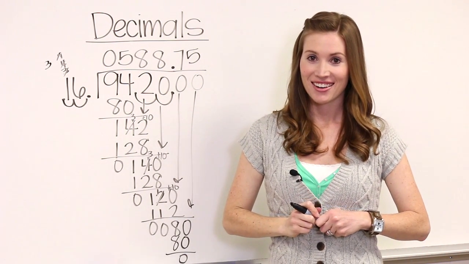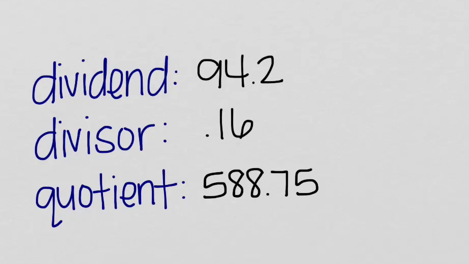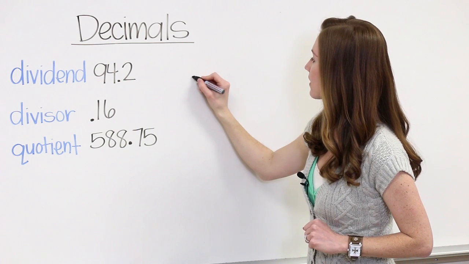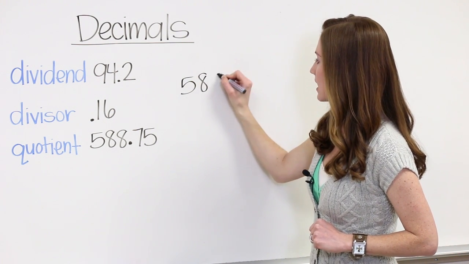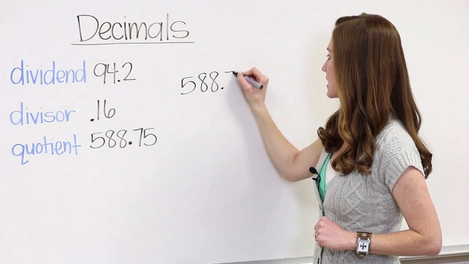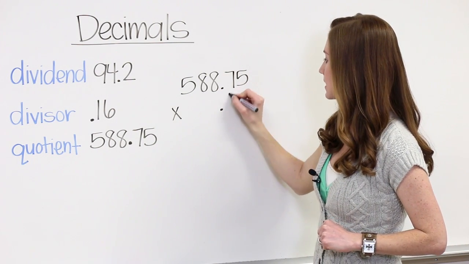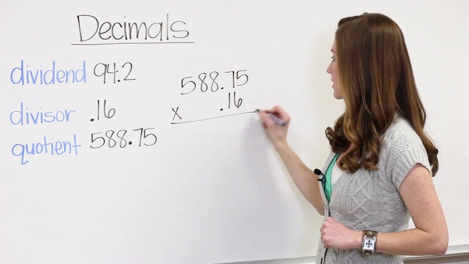Now remember, we still need to check our answer using multiplication. Let's do it together. In this problem, our quotient is 588 and 75 hundredths, and our divisor is 16 hundredths. If we multiply the two, we should get our original dividend of 94 and 2/10. Let's check our work. 588 and 75 hundredths times 16 hundredths.